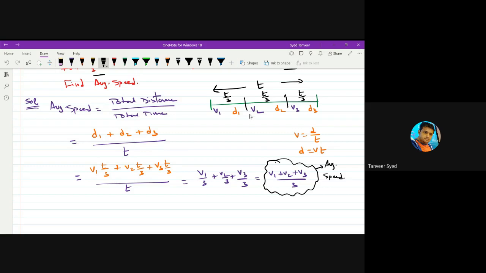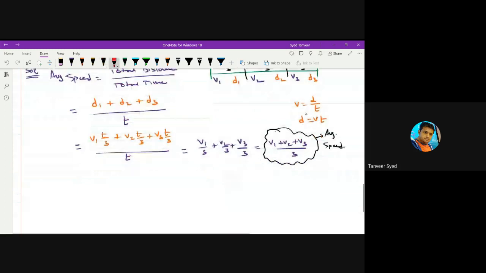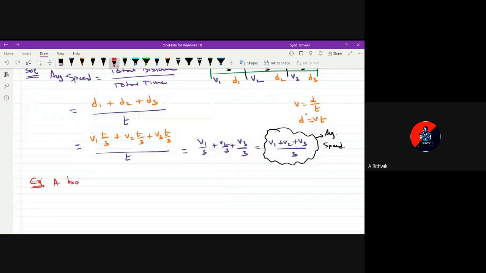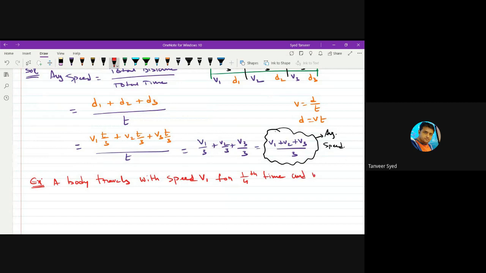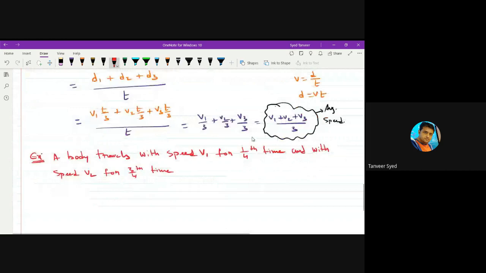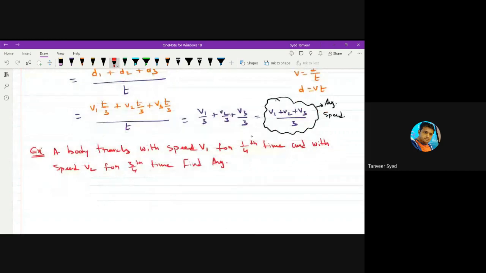Another homework question. A body travels with speed v1 for one fourth time and with speed v2 for three-fourth time. Find average speed. Homework question.